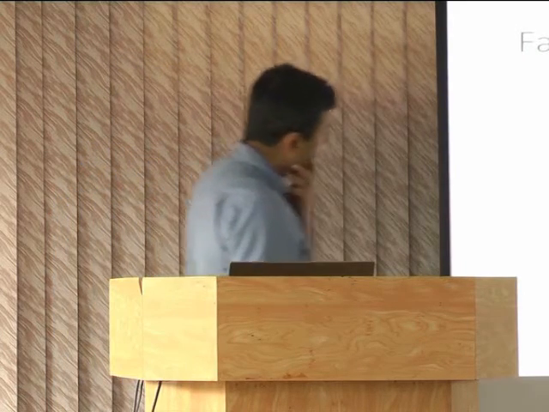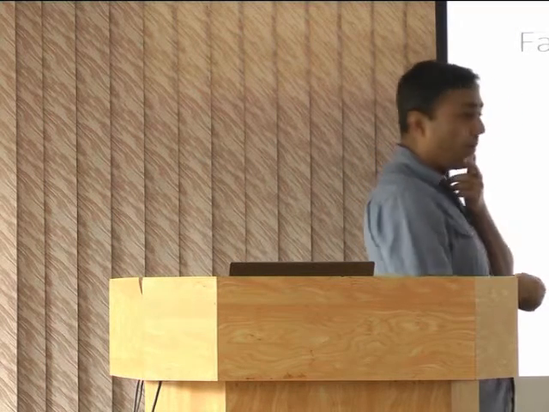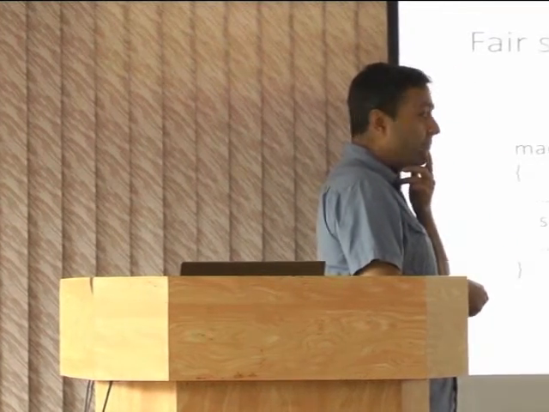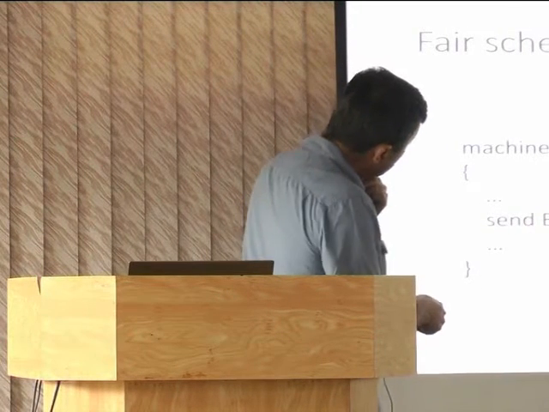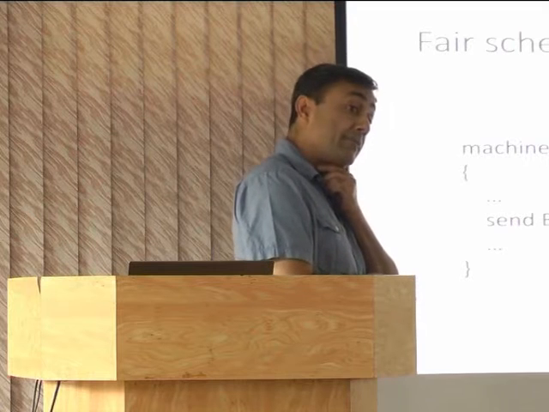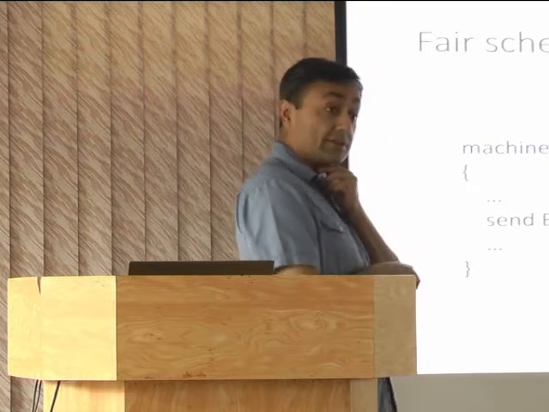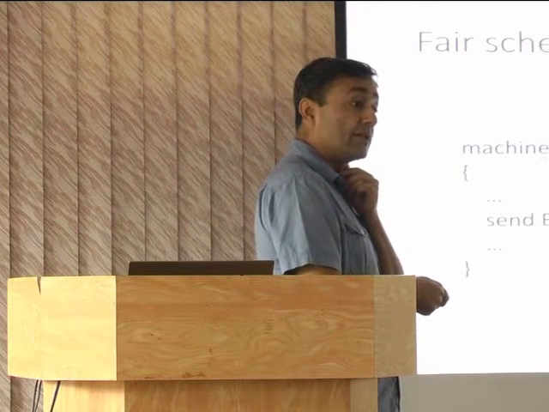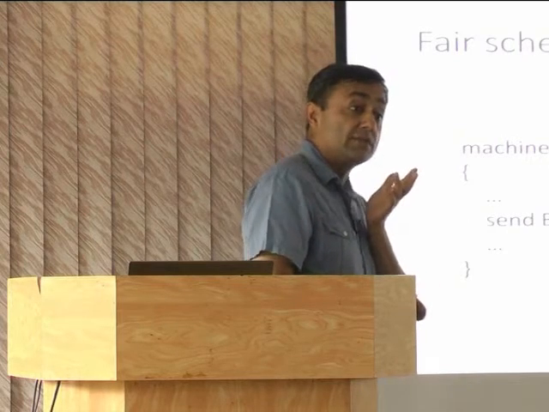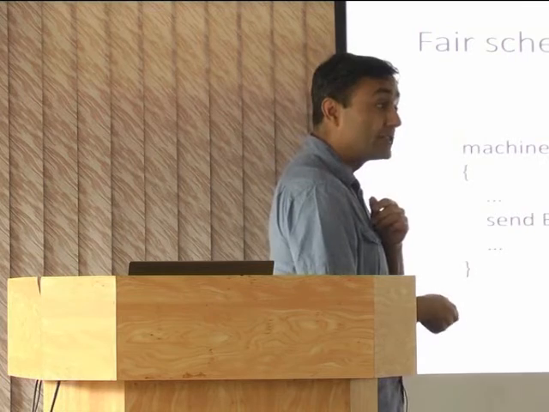Right? So in the semantics of P, it is possible to not schedule B at all. Okay? So I can choose to create a schedule, an execution in which machine A executes the send instruction, and after that I never schedule B. Okay? So this is what you would consider an unfair execution, because it's not giving B a chance to execute.